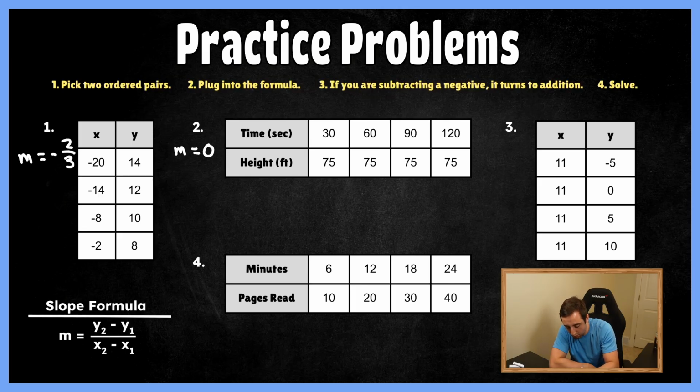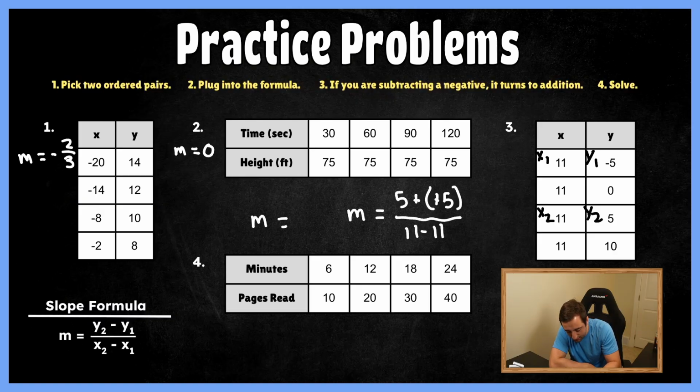Then for number 3, let's go ahead and utilize the slope formula once again. We'll pick 2 ordered pairs. So x1, y1, x2, y2. m equals y2 minus y1. That's 5 minus -5 up top, all over 11 minus 11. Subtracting a negative in the numerator, that turns to addition. So we end up getting for this, m equals 5 plus 5 is 10, all over 11 minus 11, which is 0.